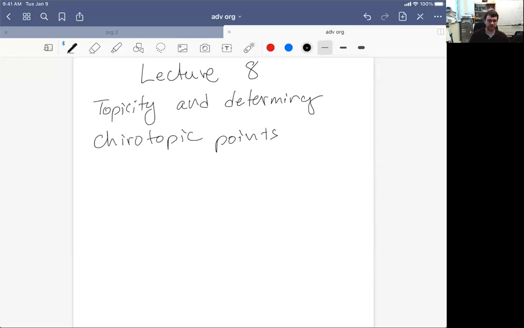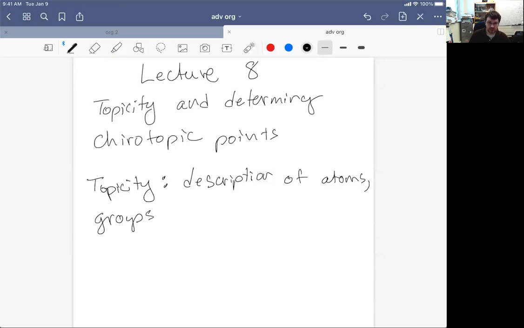Okay, let's just break this down. So topicity refers to a description of atoms, groups, or side chains in a molecule, basically with a region, with something as big as an entire half of a molecule, as big as a giant ring portion of a molecule, just as long as it's not the whole molecule, or as small as a single atom, we can define what's called the topicity.